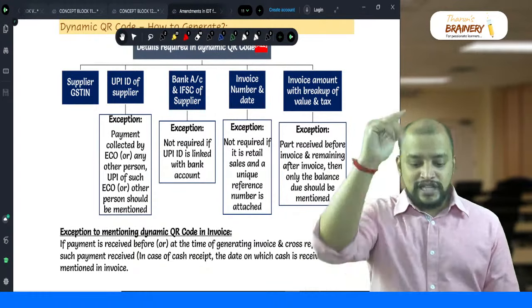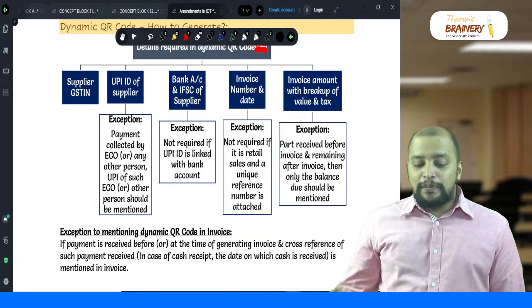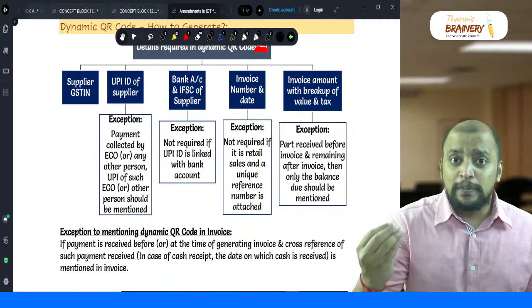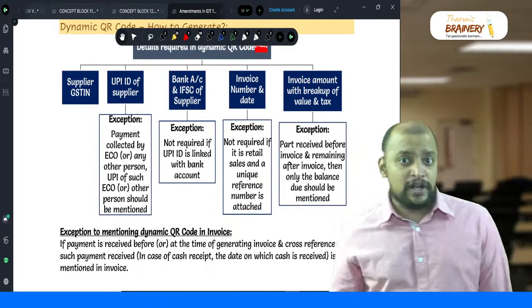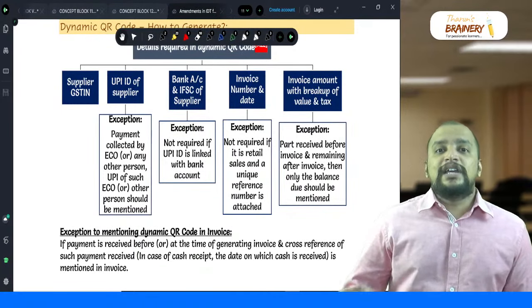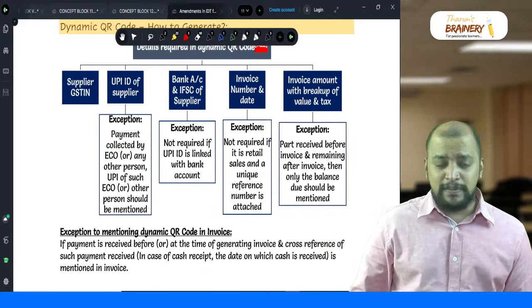That is this. Then bank account and IFSC of the supplier: not required if the UPI ID is linked with the bank account. What is that? UPI ID linked with the bank account means there are some UPI IDs which are linked to the bank account and some not linked. If the UPI ID is linked to the bank account, then there is no need to enter the bank account because the UPI ID itself will be sufficient.